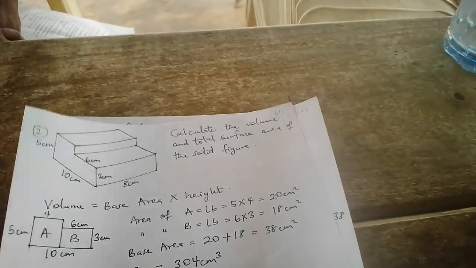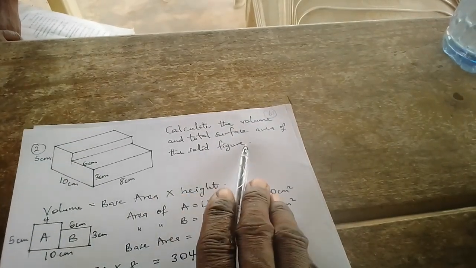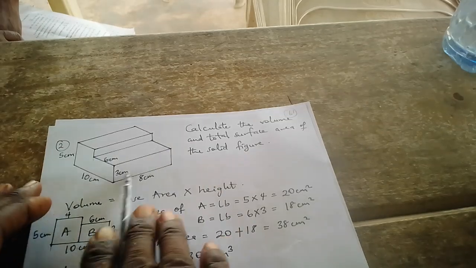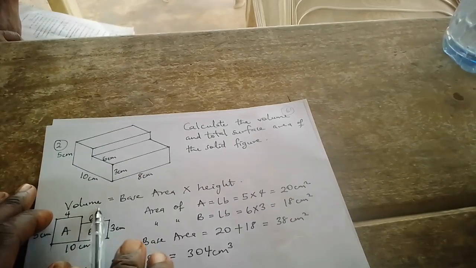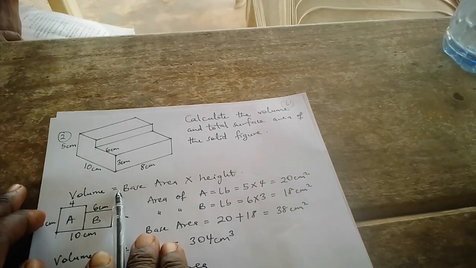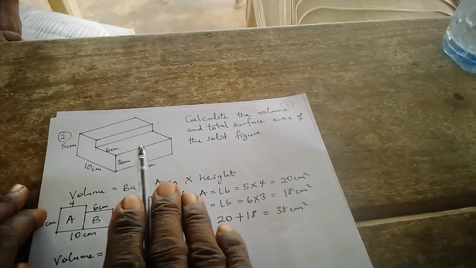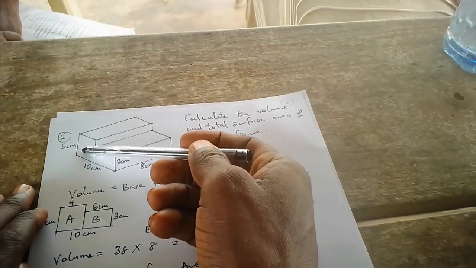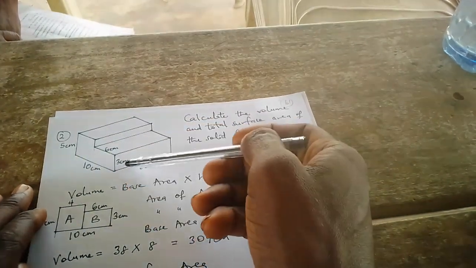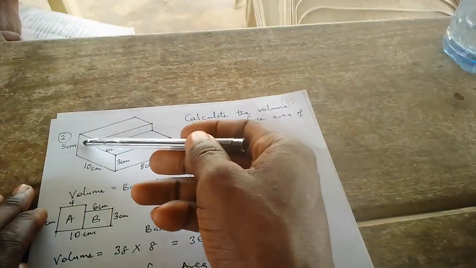The second question says to calculate the volume and total surface area of the solid figure. You are told to look for the volume and the total surface area. Now to look for the volume, generally the volume of a cuboid or of a prism is base area times the height. If you look at this picture, which side should we make the base? You realize that this irregular side is the best side to make the base, while this one now becomes the height. So this face here, you make it the base.